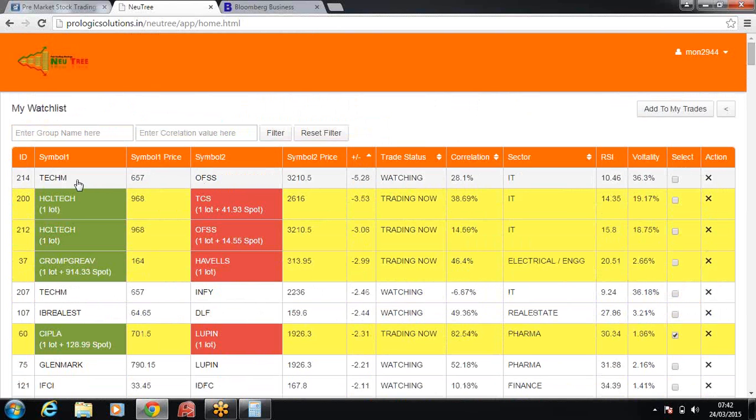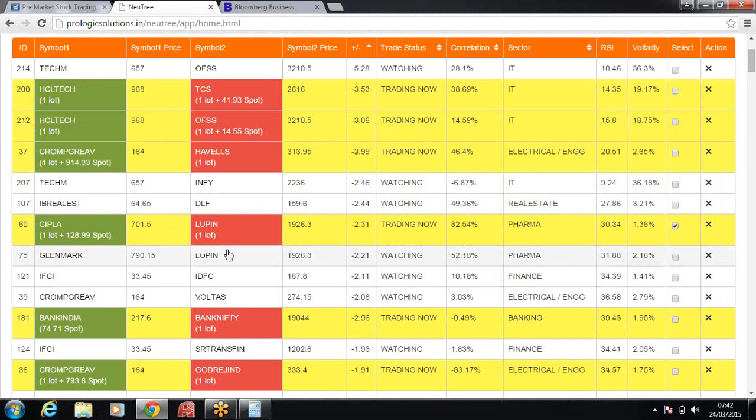The reason is that there was a split in Tech Mahindra. You can see that the first three trades, Tech Mahindra and HCL, are not right trades, because the correlation is the first thing, and then they had a split last week. That's one of the reasons why we are getting those trades.